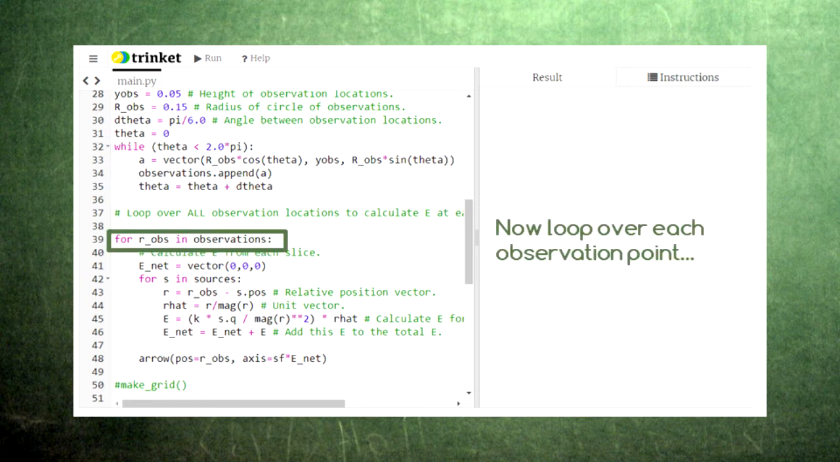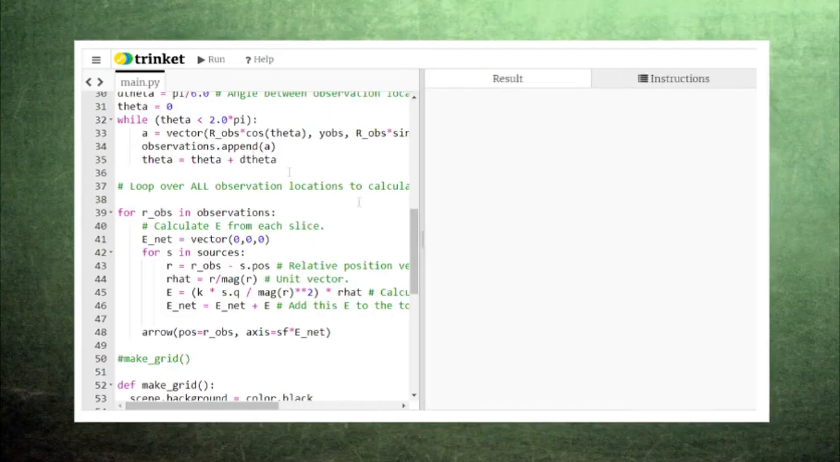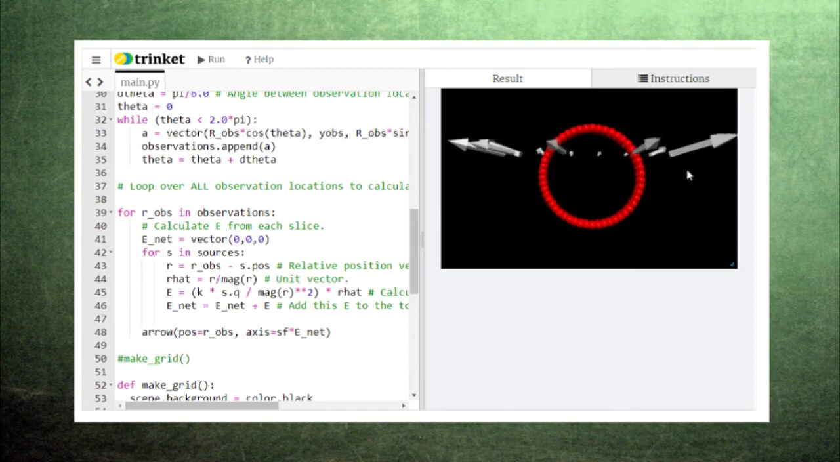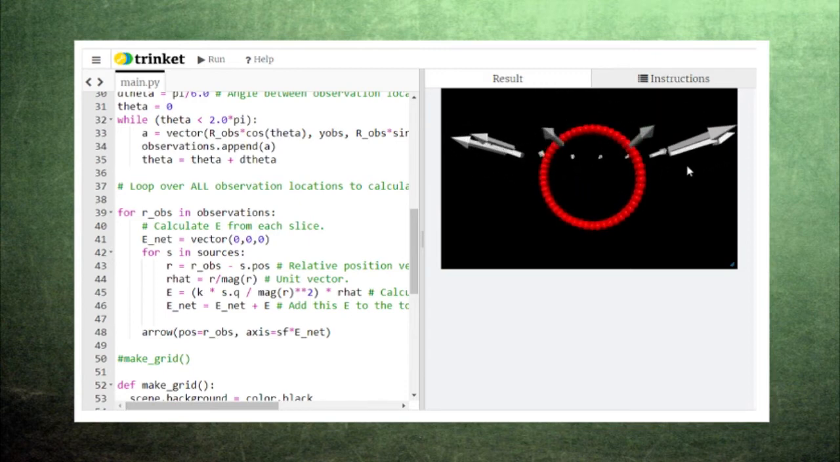Then we need two more loops, one that will take us around to every point where we're drawing the electric field, and one that will total up the electric field coming in from each of these charged particles. The resulting visual shows us again that electric field vectors come out of positive charges, but that they also have an interesting way of combining.